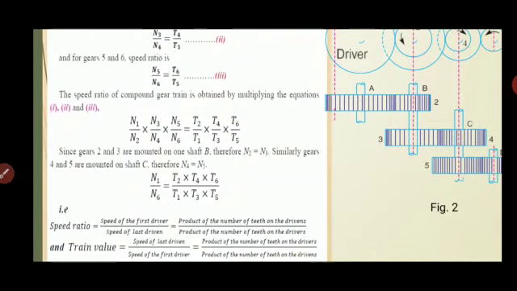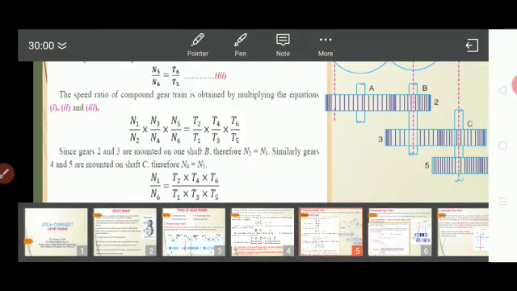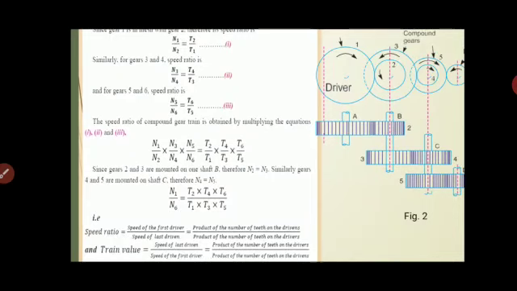With respect to the simple gear train and the compound gear train, the compound gear train is more advantageous, because a higher speed reduction from the first shaft to the last shaft can be obtained by using small gears. Hence the compound gear train requires less space as compared to the simple gear train for the given speed ratio. Let us move on to the next type of gear train. The next type of gear train is the reverted gear train.